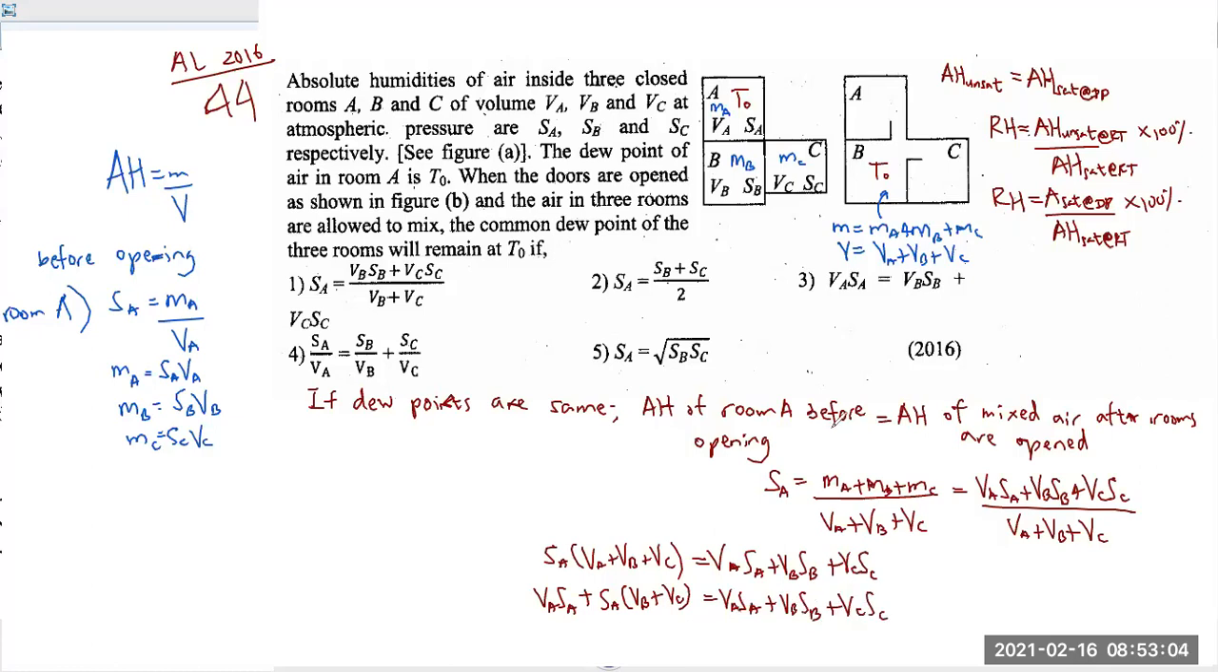Right, you have the answer now, no? What will happen? VASA and VASA are cancelled out. Then the final answer is SA equals VBSB plus VCSC divided by VB plus VC. This is the final answer, and definitely the answer is the first one.